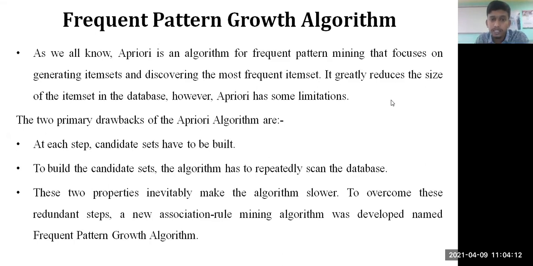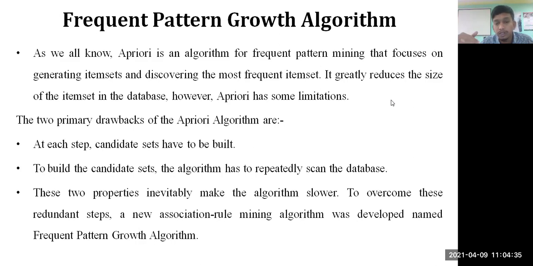But as we already saw, Apriori has some drawbacks or limitations: at each step candidate sets have to be built. As I said, for every iteration you need to build your item sets, and to build the candidate item sets the algorithm has to repeatedly scan the complete database. If it is a small database, there will not be any problem with the generation of item sets.